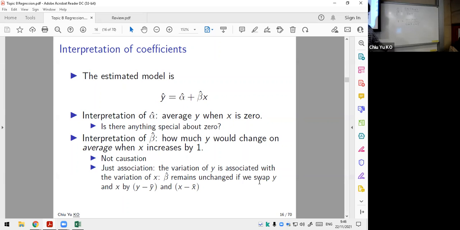Another thing to remind you is that you are explaining the variation of y by the variation of x. That means that in this model, if you subtract y by its own mean and x by its own mean, the model is the same. The reason is the way we draw the graph. Remember, this is x, this is y. We have a bunch of data points here. And when we try to do the best fit line, we're doing the following.